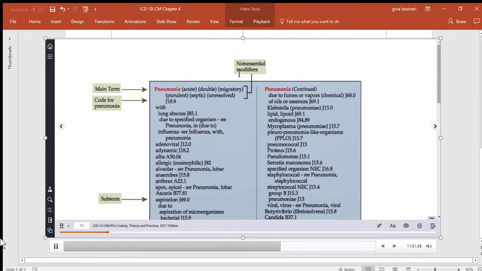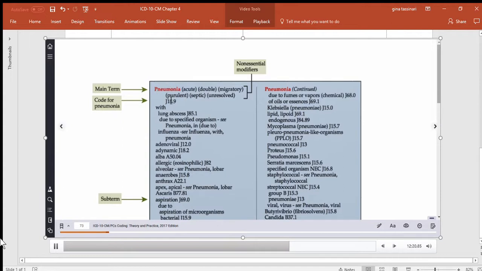They're not talking about the modifiers that you would see with your CPT codes. If you've already taken your CPT class, you'll know what I'm saying when I say those modifiers. They're talking about modifying words, but they don't actually change the condition or the diagnosis that you have. They're just supplemental words to help you choose the correct diagnosis. So pneumonia is the main term, and in this case it is also the default code.